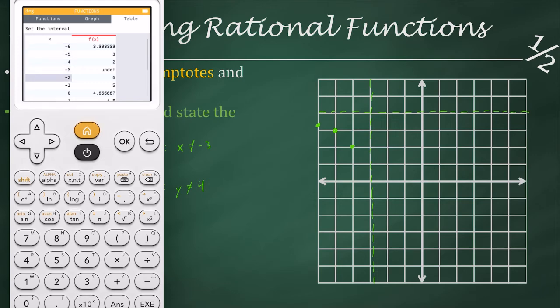Negative 2 is at 6. Negative 1 is at 5. 0 is at 4 2/3. 1 is at 4 1/2. 2 is at 4.4. 3 is at 4 1/3. 4 is about 4.3. 5 is at 4 1/4. And 6 is about 4.2.